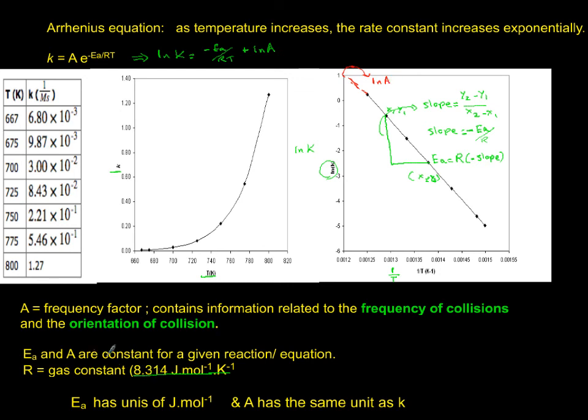Now, a few other things to remember. A is a frequency constant that describes two things: the frequency of collisions and also the orientation, or steric factor, of molecules. EA and A are always constant for a given reaction. They are always positive. R is the gas constant. EA has the units of joules per mole. Sometimes you are asked to report it as kilojoules per mole. And A has the same units as K, your rate constant, depending on the order of reaction. Now, final things: if temperature is not in Kelvin, everything calculated is wrong. So this is a must.